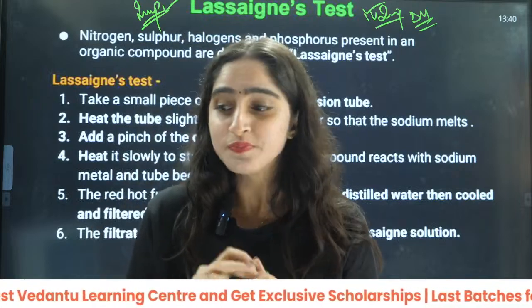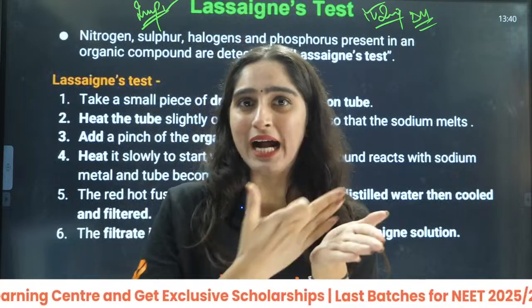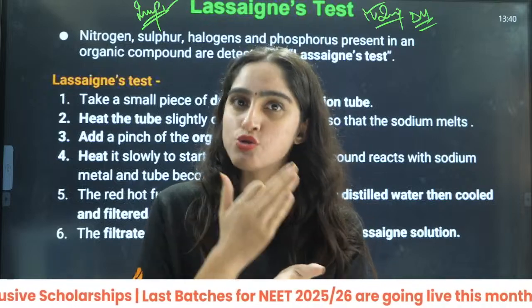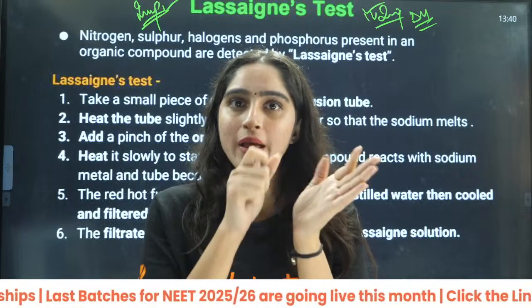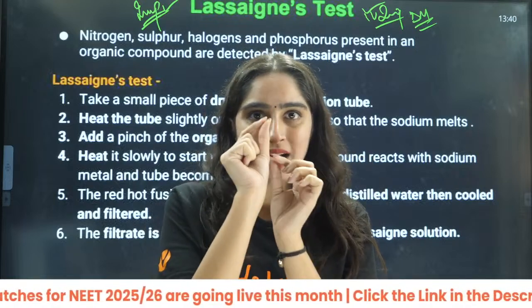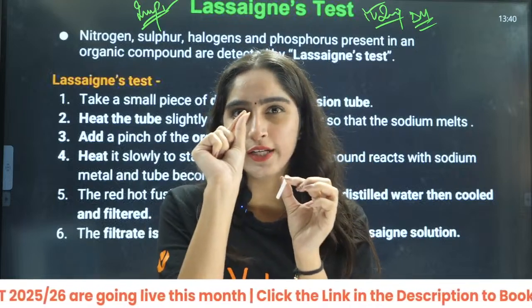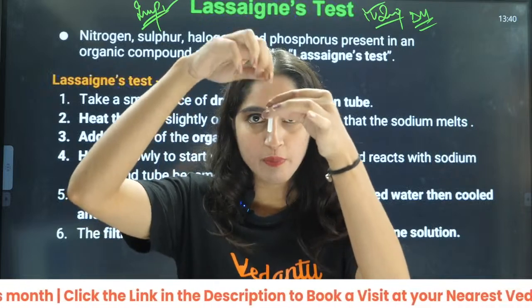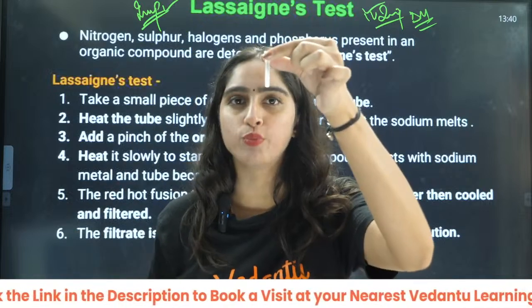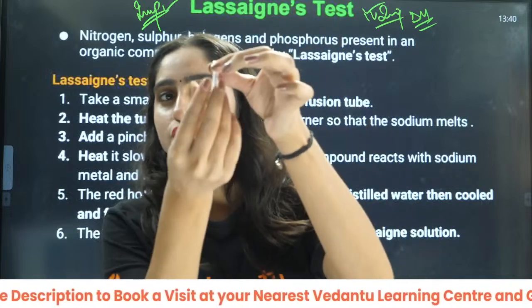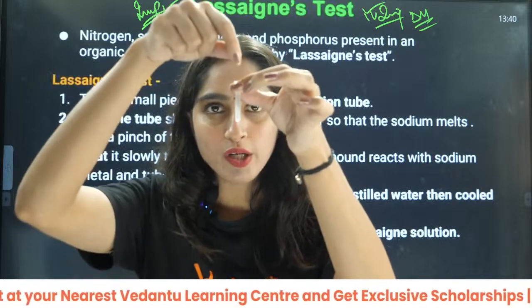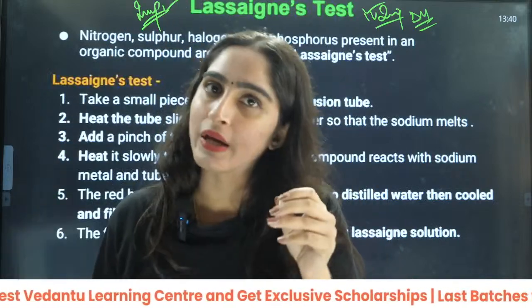What you will do is, we know sodium can be cut very easily. So we'll cut sodium, and with the help of a spatula we will put one little piece of that sodium inside that fusion tube. This is a very, very thin tube.